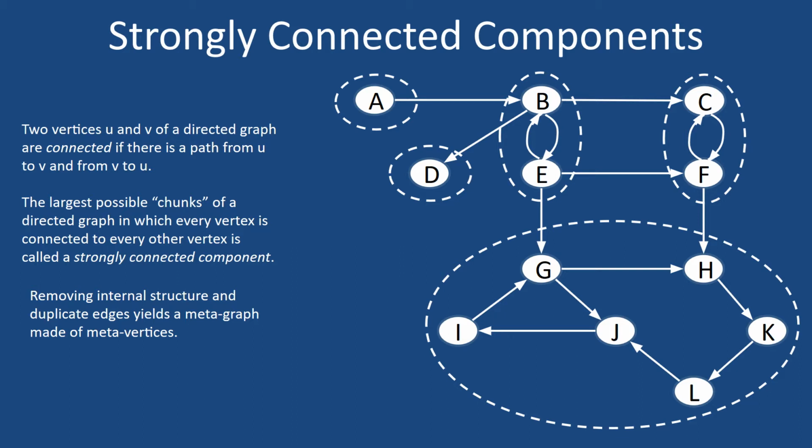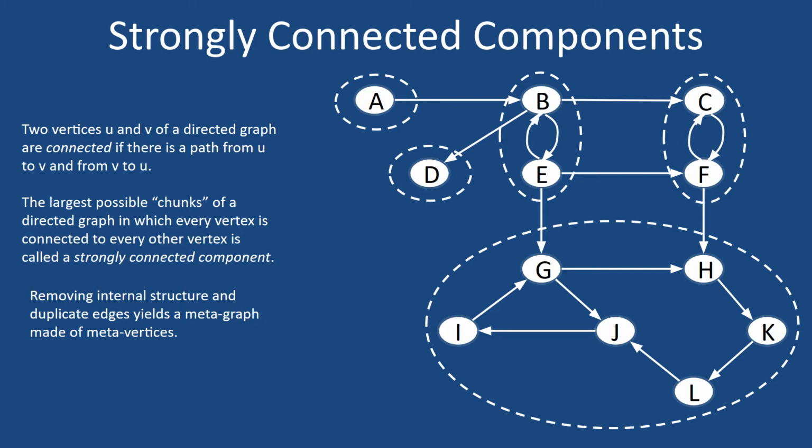So this graph here is divided into 5 strongly connected components, indicated by the dotted lines. The property is that inside the dotted lines, every vertex can be reached from every other vertex. And furthermore, there's no way to make any of the dotted areas bigger. They're as big as they can get. So this graph decomposes into 5 strongly connected components.